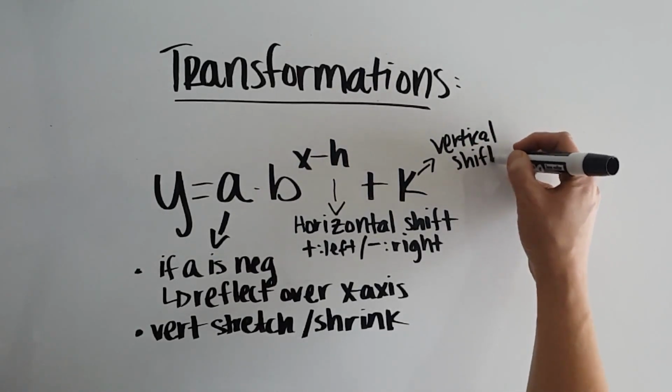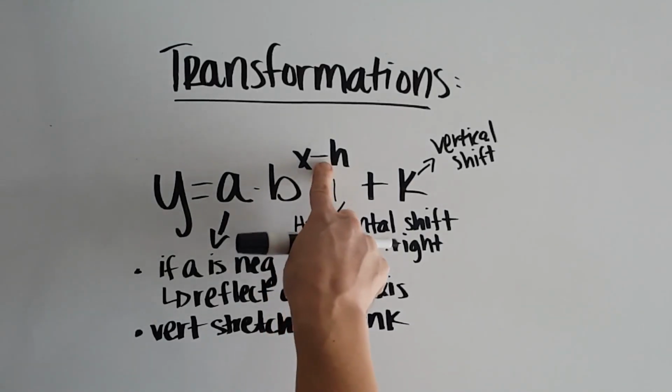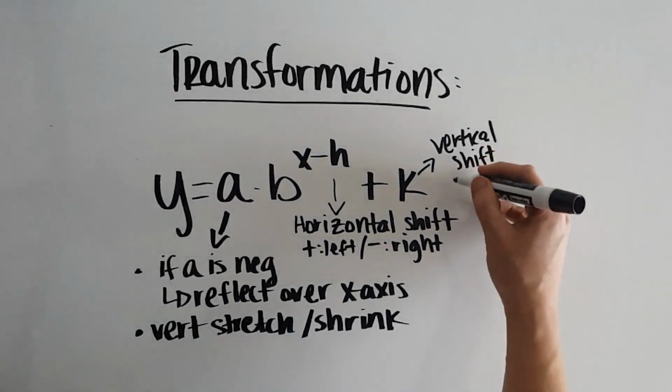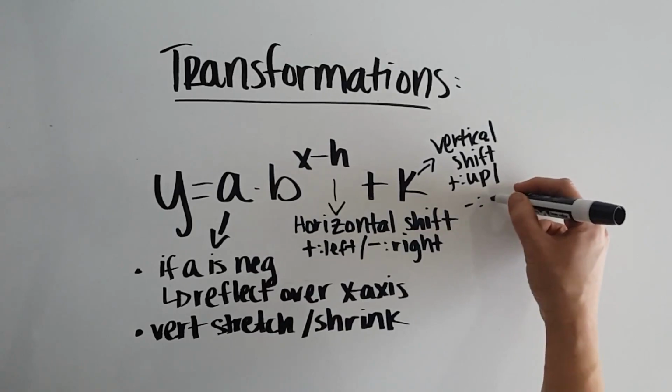And the way we kind of remember this is h is horrible. It lies to you. It's the opposite of what we see. That's what this minus sign means. And k is kind, and it doesn't lie. It tells the truth. So if I see a plus, I'm going up, and if I see a minus, we're going down.